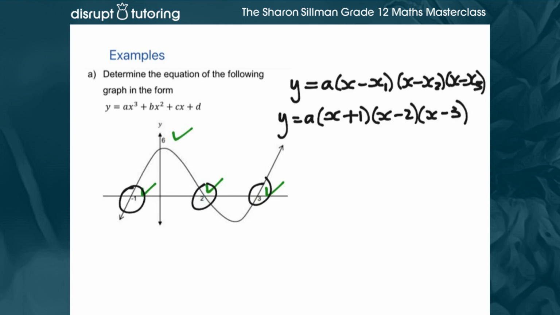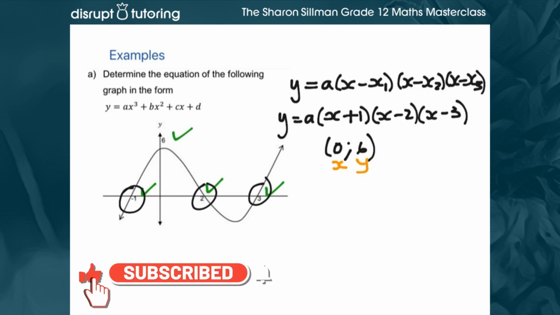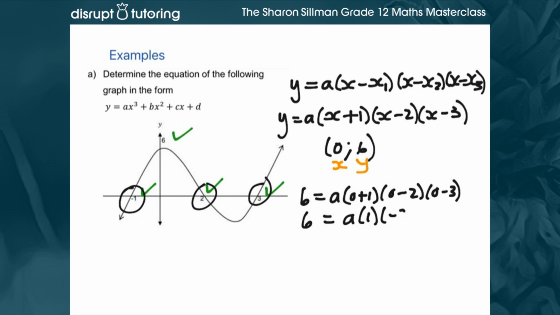Don't think that you have to start multiplying this out yet, because now we're also going to substitute the y-intercept, the point (0, 6). Remember, this is your x-coordinate, your y-coordinate. So every x I see, I'm going to put 0 there, and 6 goes into y's place. So 0 plus 1, 0 minus 2, and 0 minus 3. So we actually have 1, -2, and -3. When we multiply that, we get 6a. Divide both sides by 6, a is equal to 1.